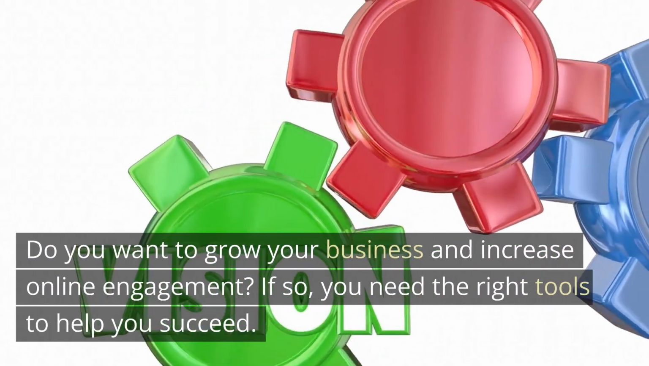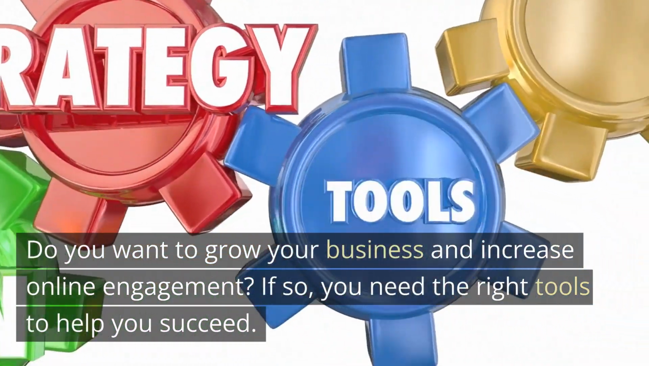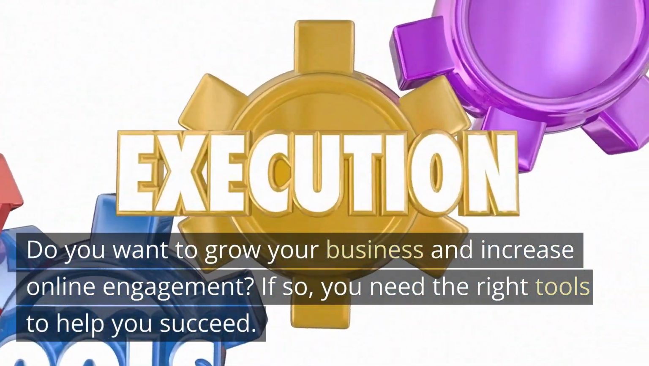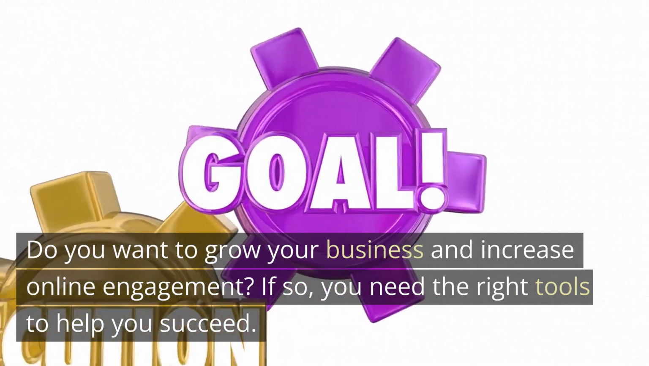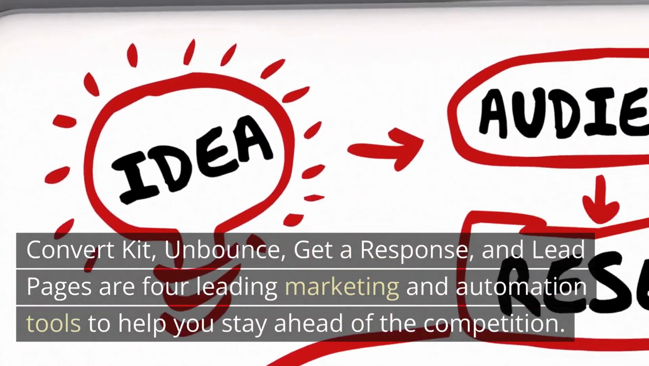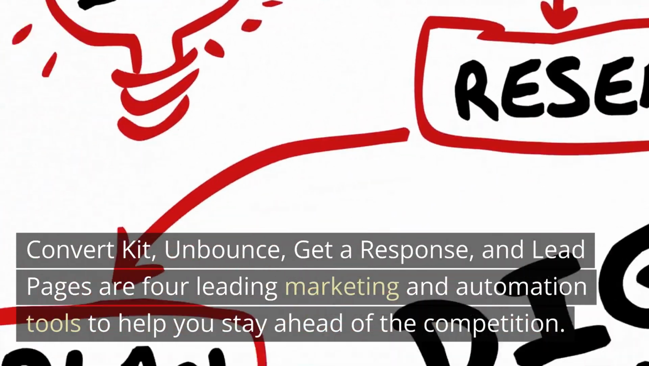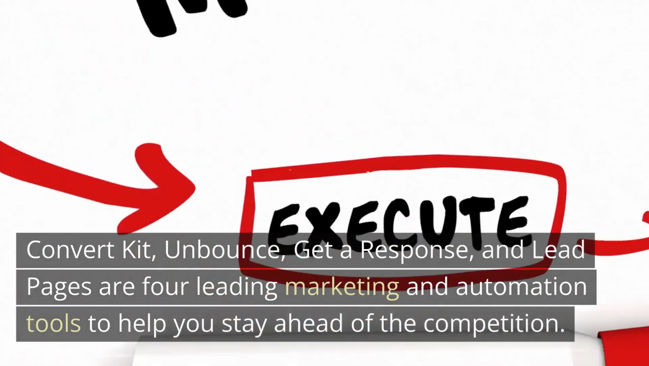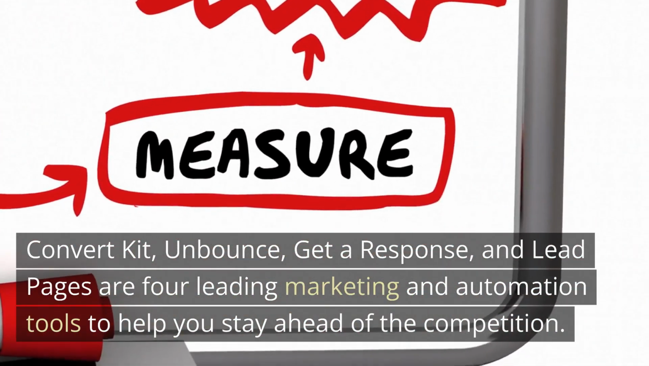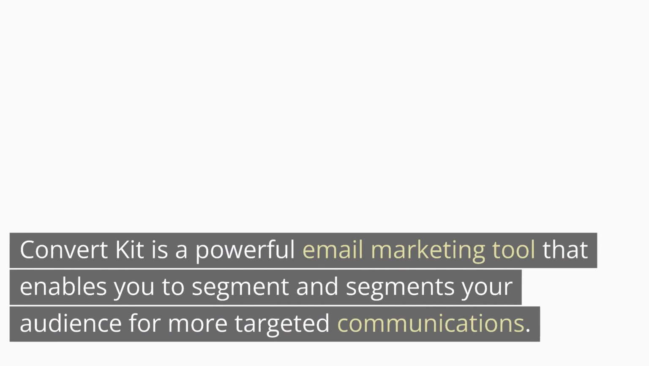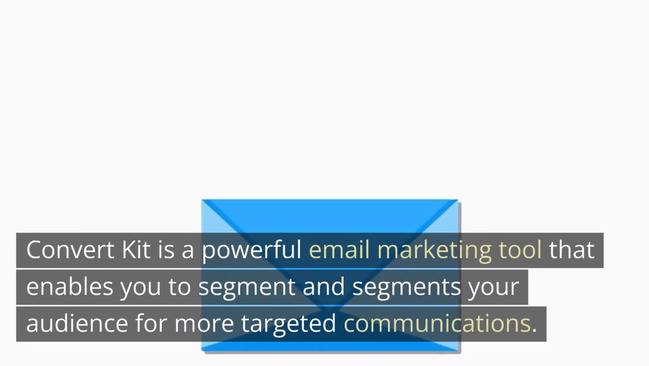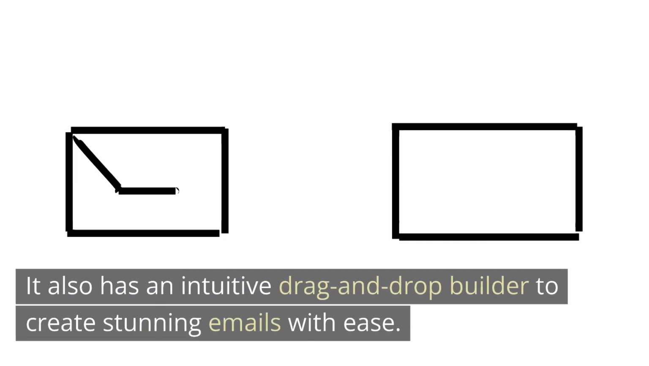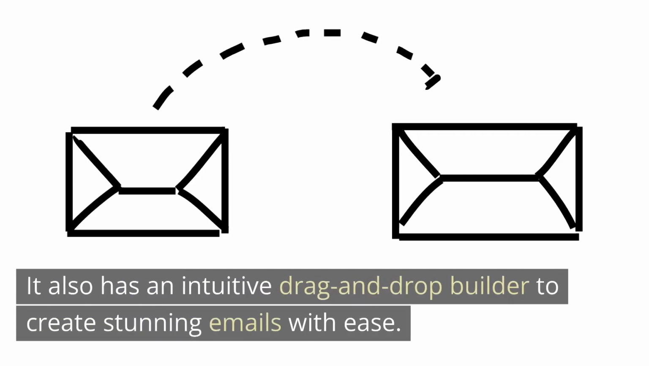Do you want to grow your business and increase online engagement? If so, you need the right tools to help you succeed. ConvertKit, Unbounce, GetResponse, and Leadpages are 4 leading marketing and automation tools to help you stay ahead of the competition. ConvertKit is a powerful email marketing tool that enables you to segment your audience for more targeted communications. It also has an intuitive drag and drop builder to create stunning emails with ease.